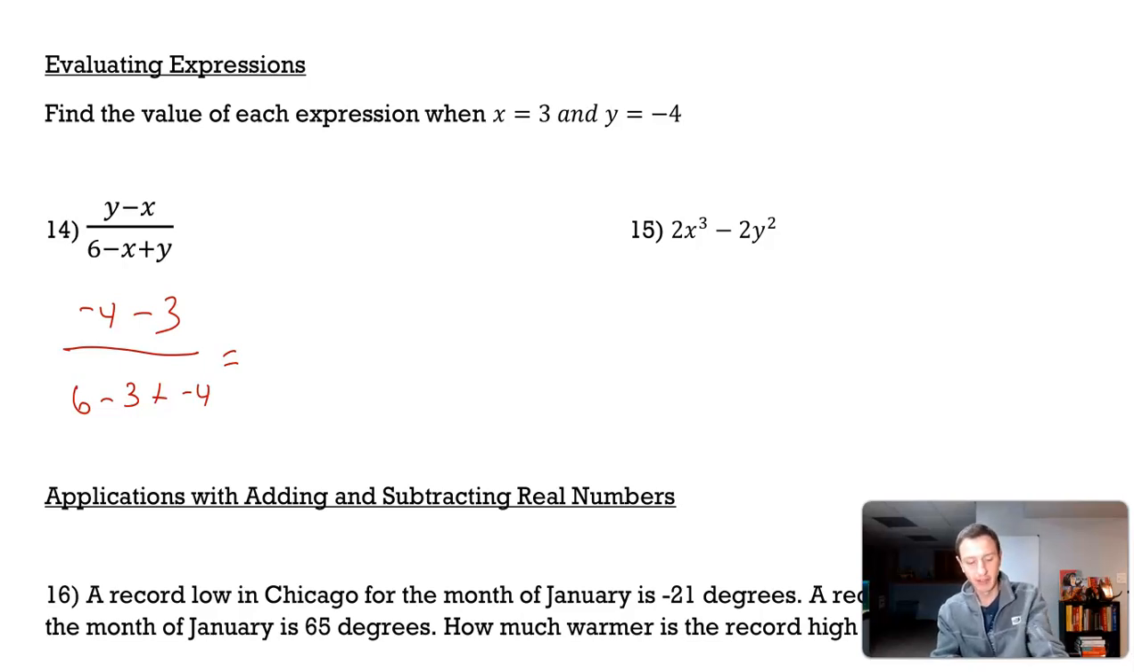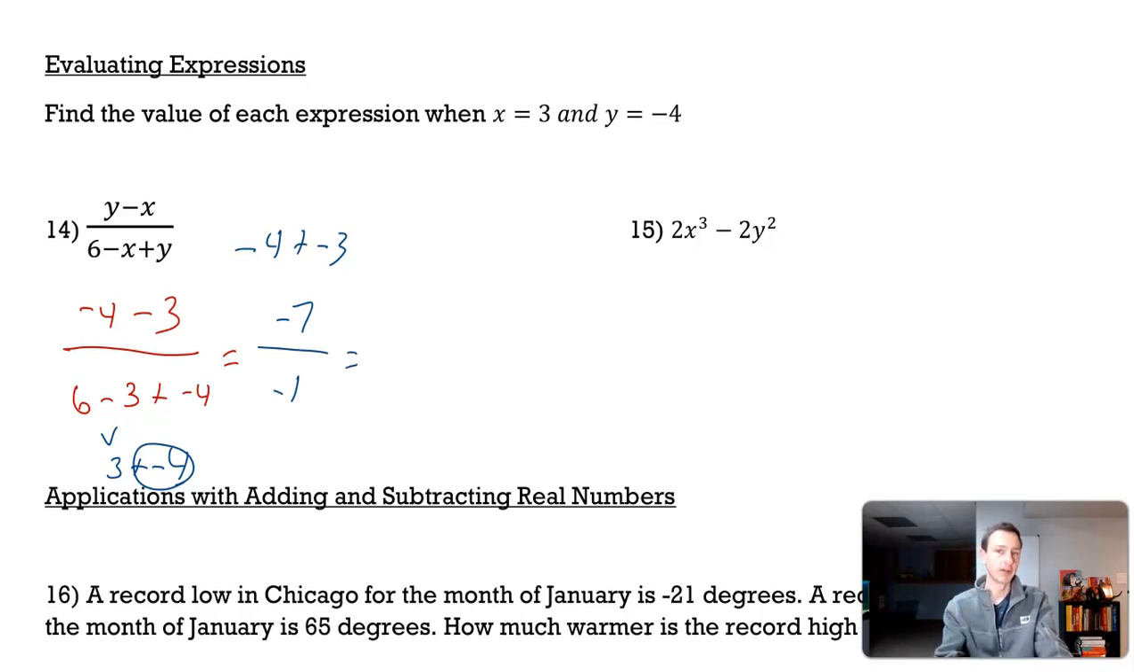So on top, I have negative 4 minus 3. That's going to be negative 4 plus a negative 3, because I'm at negative 4 and I'm subtracting off. So I'm adding those two numbers together. 4 plus 3 is 7. They're both negative, so it stays negative 7. On the bottom, 6 minus 3 is 3 plus a negative 4. So that's going to be different signs. 4 minus 3 is 1. Bigger number was negative 4. So that's negative 1. Now here, we end up with a negative over a negative. Negative divided by a negative makes that positive. So positive 7 for that one.